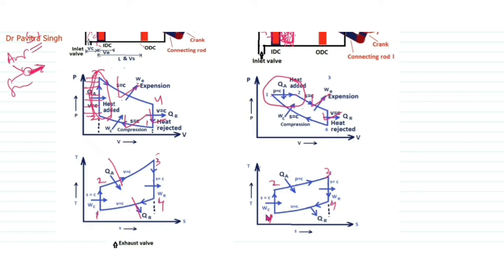Similarly, you can see this process is similar to this process, but the basic difference is the heat addition process in both cases. Here heat addition is taking place at constant volume, and here heat addition is taking place at constant pressure.